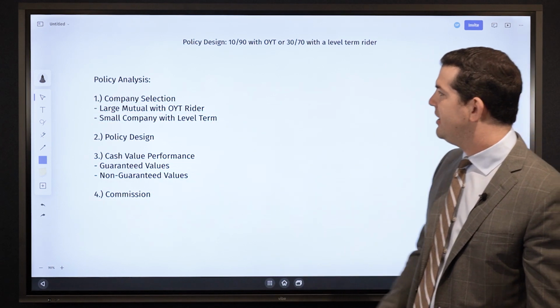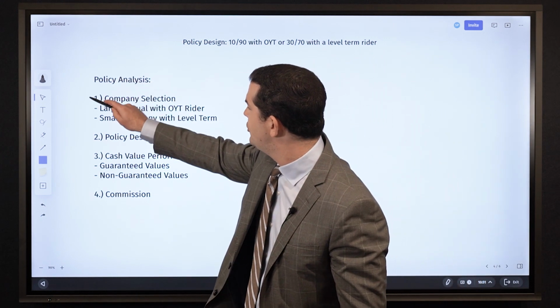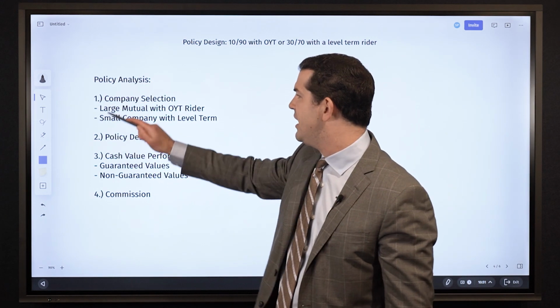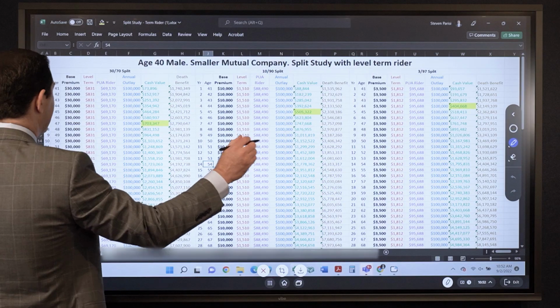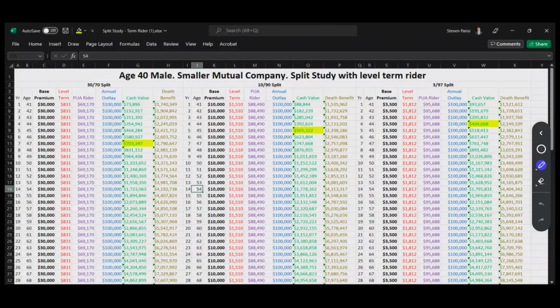What we will begin with is company selection, point one and point two here, company selection and policy design. We'll start with a smaller mutual company with a level term insurance rider. What we've got here is the same product with the same company, 40-year-old individual, funding a policy with $100,000 per year for 30 years, up until the age of 70. On the left, we've got a 30/70 split. In the middle, we've got a 10/90 split. And on the far right, we've got a 3/97 split. It's about a 3.5% base premium, but it is as low as we could drive it in this particular example.